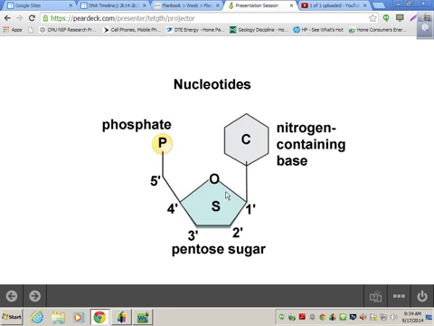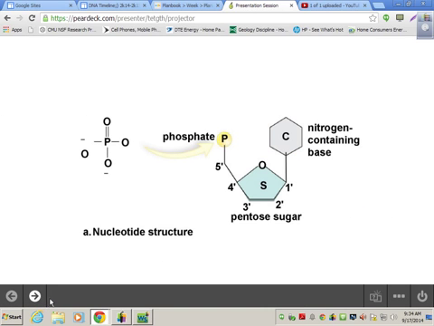I know a lot of you have already done a DNA extraction with me. But the pentose sugar and the phosphate group will always be the same, while this nitrogen base will change. So why do I say pentose sugar? Why don't I say deoxyribose or ribose? I'm generally referring to nucleic acids in general. So this pentose sugar could be either ribose or deoxyribose. Deoxyribose, it's a DNA nucleotide. Ribose, it's an RNA nucleotide. Okay?